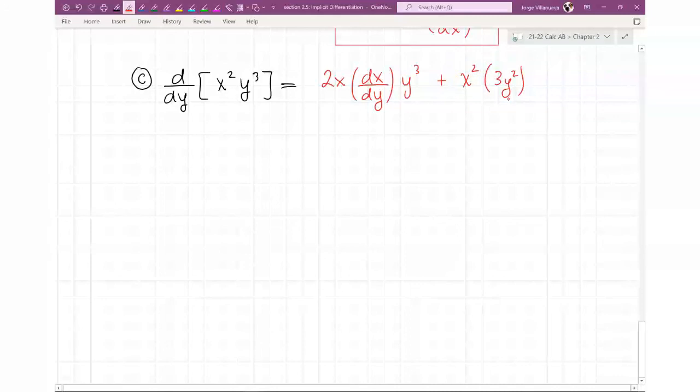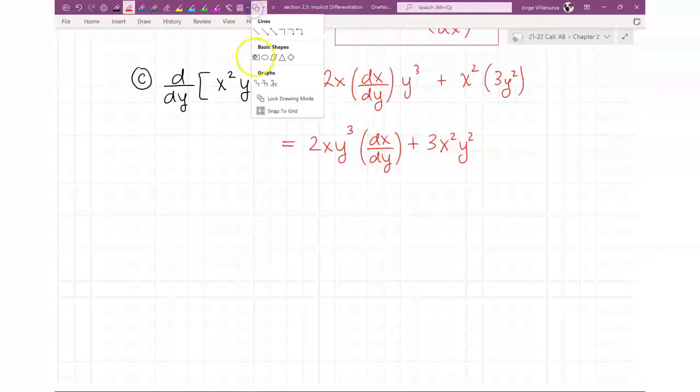So that's my derivative. I'm just going to clean it up a little bit. So this will be 2xy cubed dx dy plus 3x squared y squared. And that's your answer.